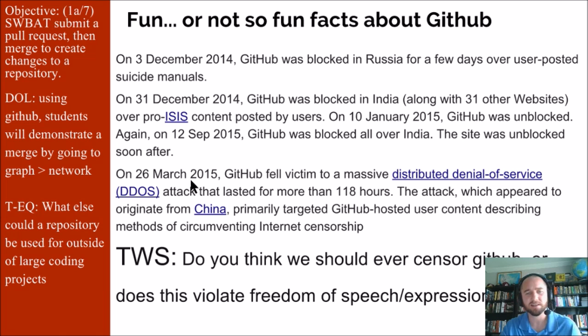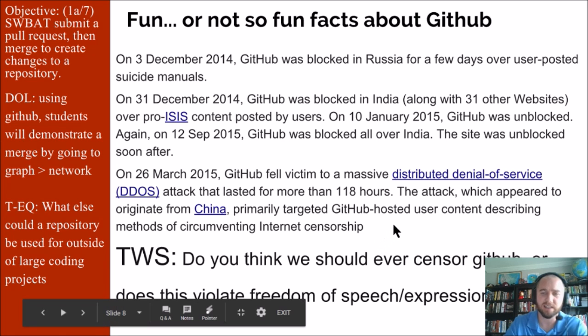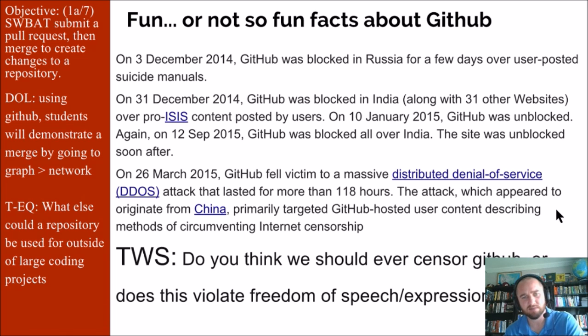On March 26, 2015, GitHub fell victim to a massive DDoS attack, and this lasted for more than 118 hours. The attack, which appeared to originate from China, primarily targeted GitHub-hosted user content describing methods of circumventing internet censorship. Over there in China, they have something called the Great Firewall, and what that does is block Chinese citizens from visiting many websites. Here's a think, write, share for you: do you think we should ever censor GitHub, or does this violate the freedom of speech or expression?